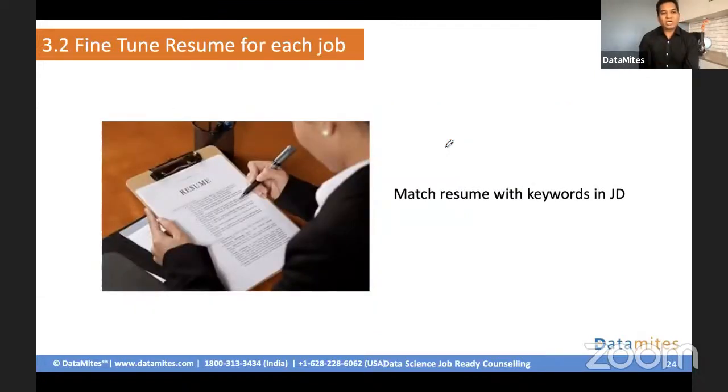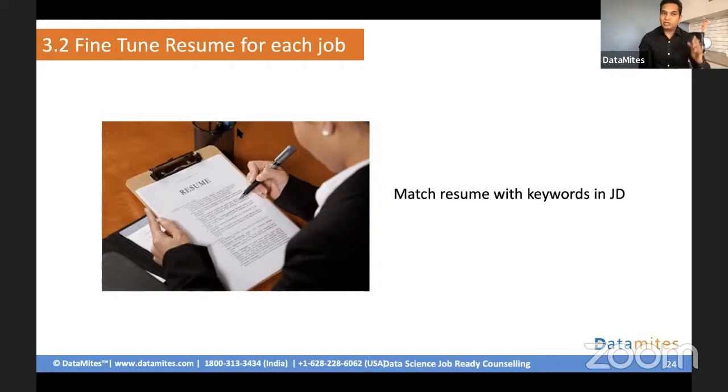All right. So this is more about fine-tuning a resume for each job. In the last week's session, we talked about how to fine-tune a resume. We spoke about essentially matching the resume with the job keywords, right? Once you finalize the role, you need to find the right job roles from whatever forums and portals. LinkedIn, for example, is becoming one of the major channels for hiring data scientists.